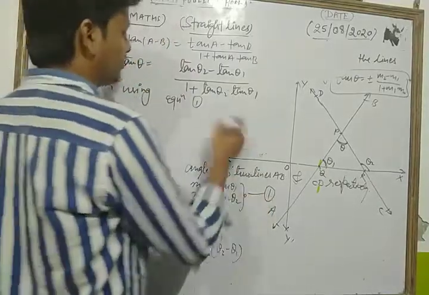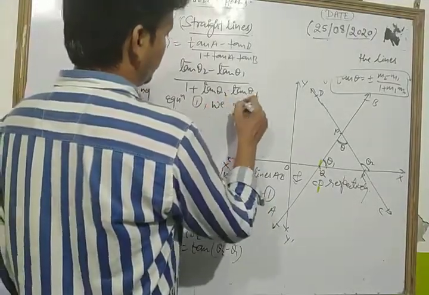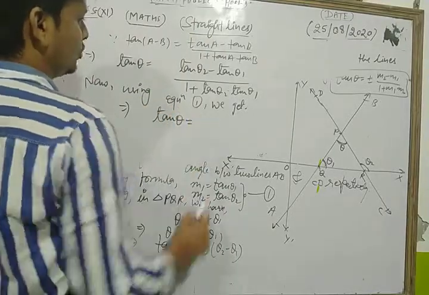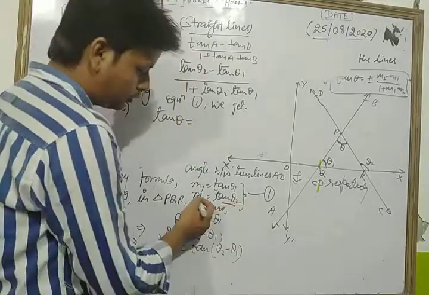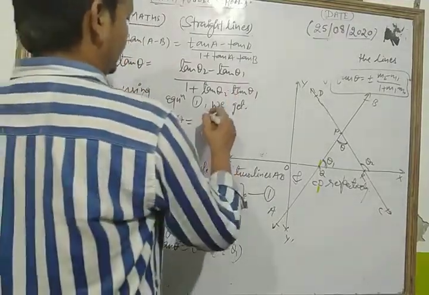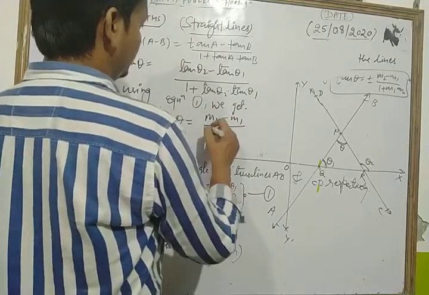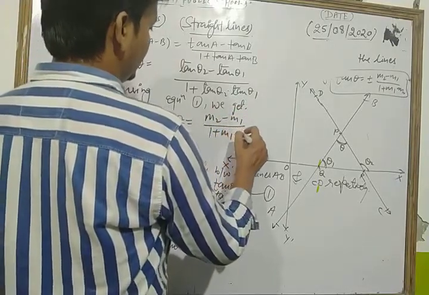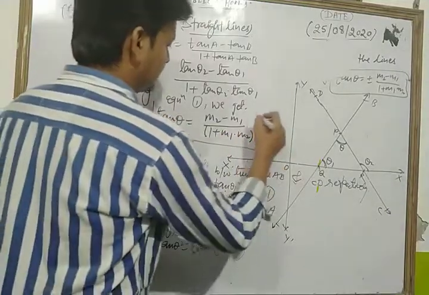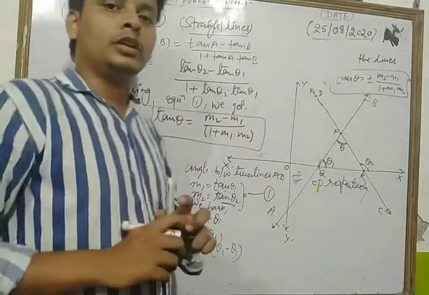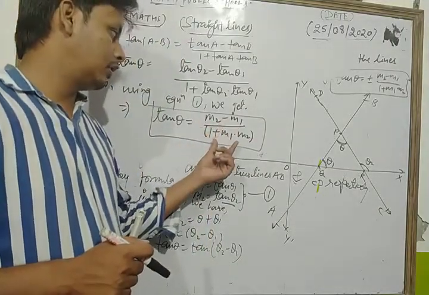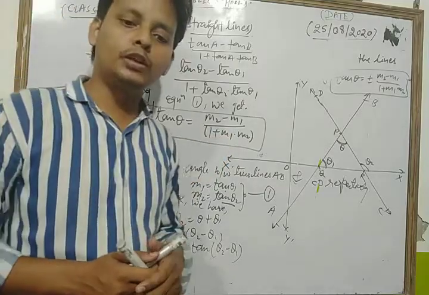we get, dear students, tan theta is equal to, putting tan theta 2 equal to m2 and tan theta 1 equal to m1, m2 minus m1 upon 1 plus m1 into m2. Now we get the result: tan theta, the angle between the two given lines, is equal to m2 minus m1 upon 1 plus m1 m2.